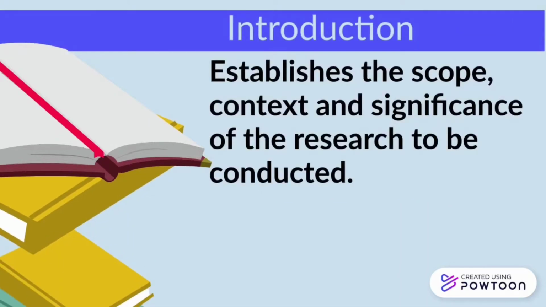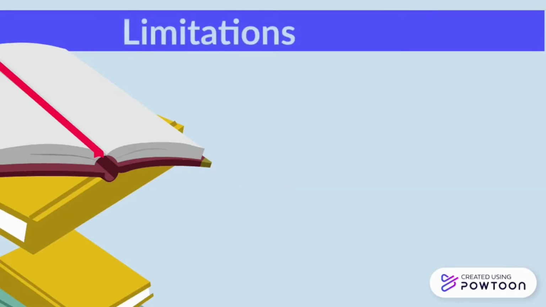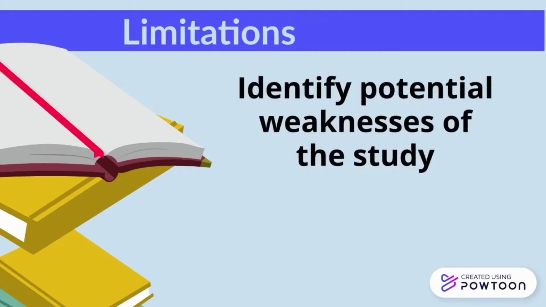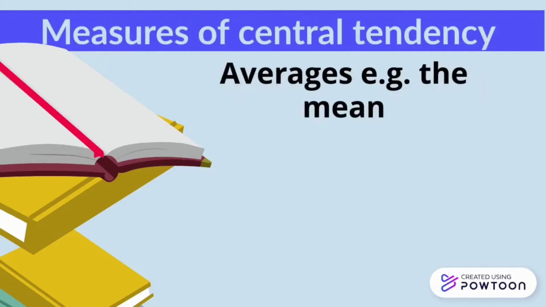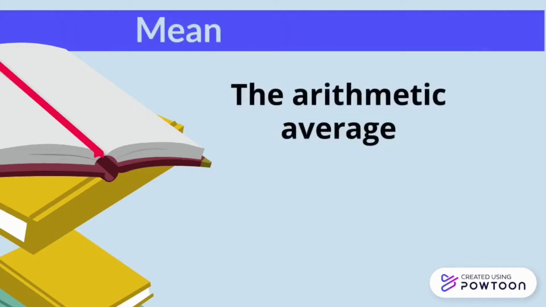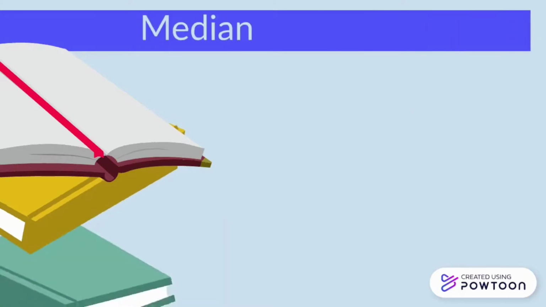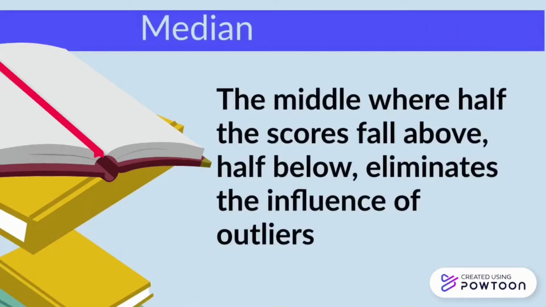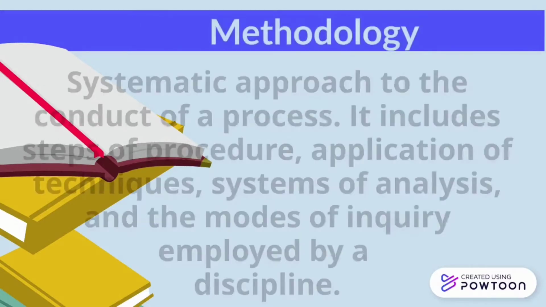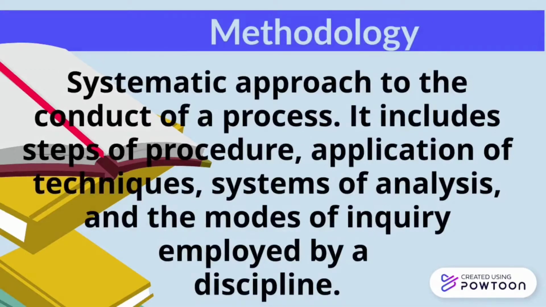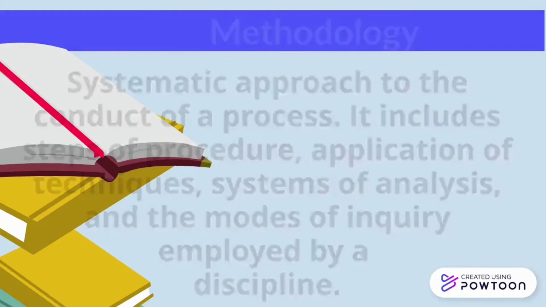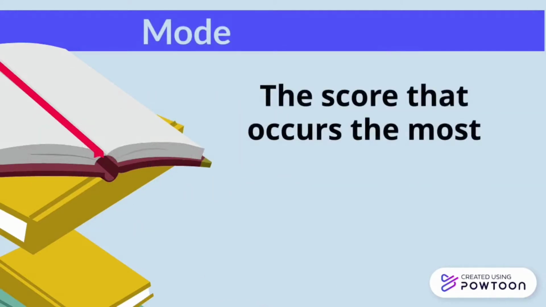Introduction. Establishes the scope, context, and significance of the research to be conducted. Limitations. Identify potential weaknesses of the study. Measures of central tendency. Averages, e.g. the mean. Mean. The arithmetic average. Median. The middle where half the scores fall above, half below, eliminates the influence of outliers. Methodology. Systematic approach to the conduct of a process. It includes steps of procedure, application of techniques, systems of analysis, and the modes of inquiry employed by a discipline. Mode. The score that occurs the most.